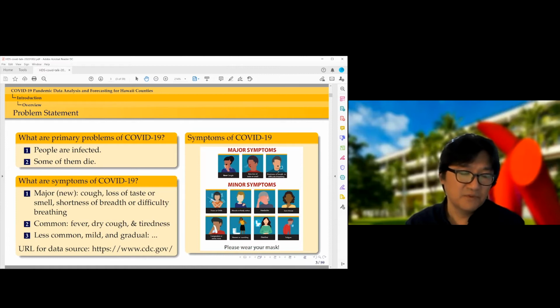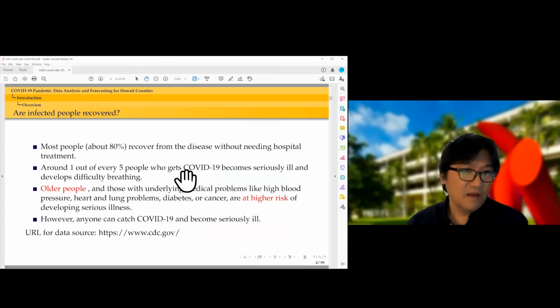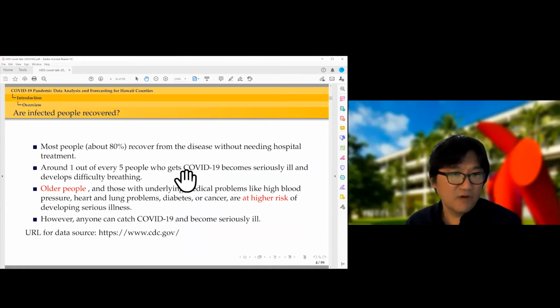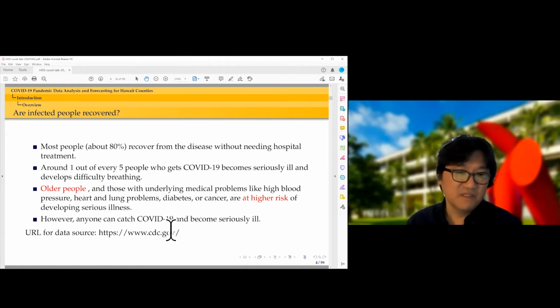If you go to the CDC, there is a description of what the symptoms would be and how you can make a self-test for yourself. And are infected people recovered? Yes. What's been reported is that about 80% of the infected people recover without any hospitalization. However, 20% of them become seriously ill. Older people have a higher risk, obviously, because they are weaker, but medical complications are another issue. In general, anyone can be infected by COVID-19 and become seriously ill.